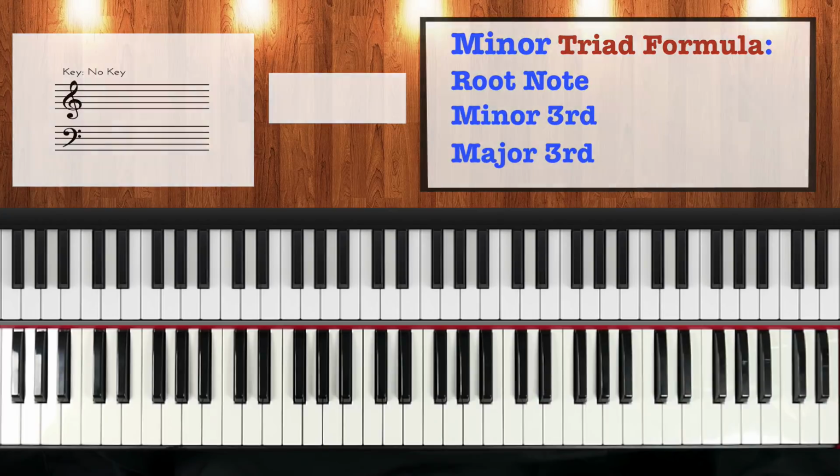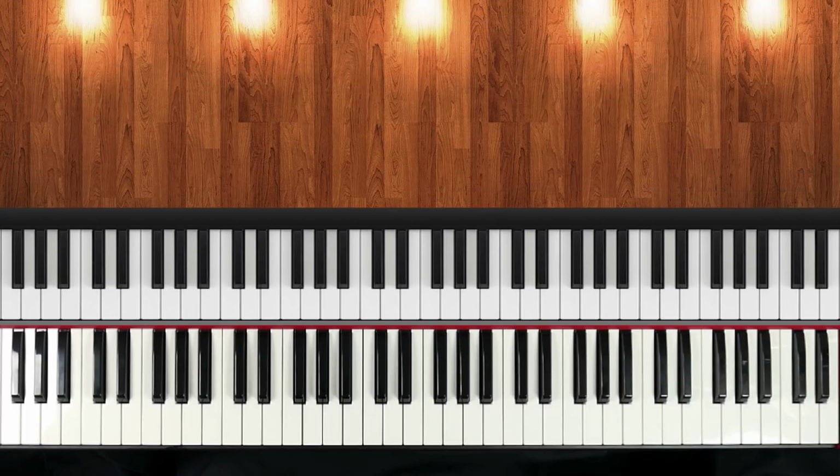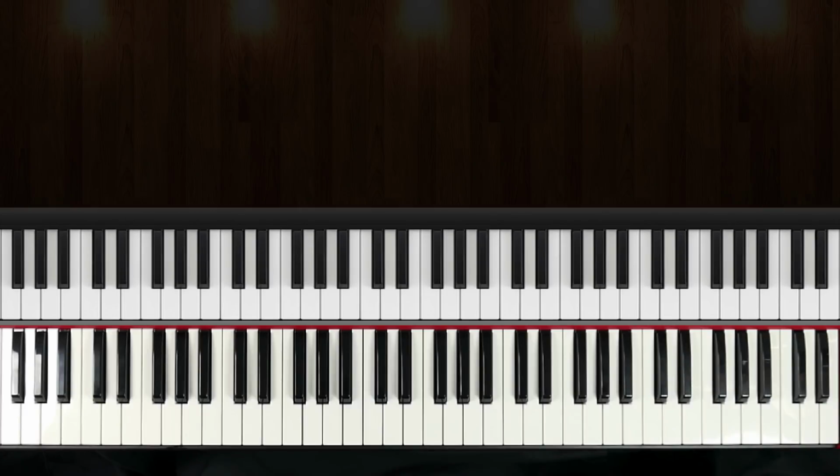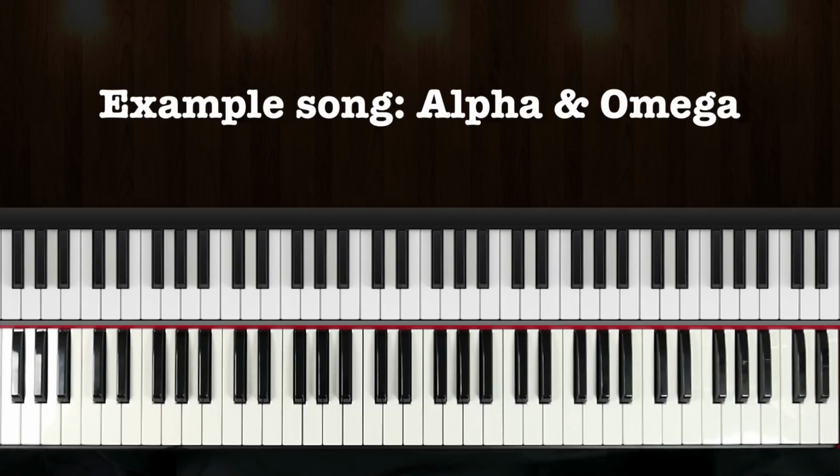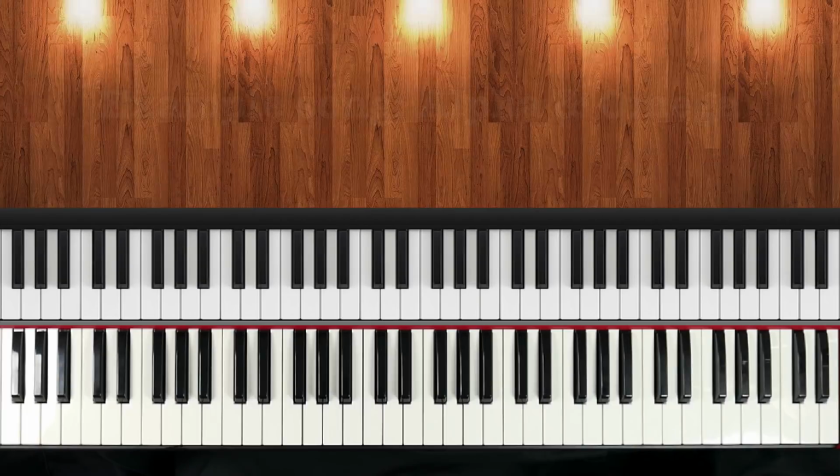So let's talk about when and where the minor chord is used most often. I'm going to play the main section of the song, Alpha and Omega by Israel Houghton. The lyrics for this section is, "We give you all the glory." And I want you to listen closely and see if you can recognize where the minor chords fall into place.